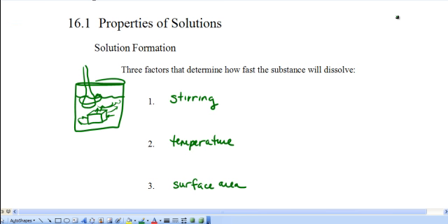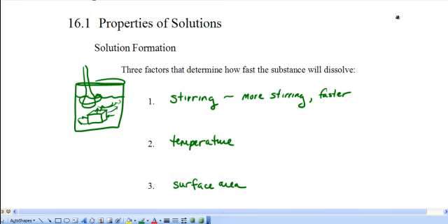Alright, and that makes sense, and obviously you guys have stirred plenty of things in making food or whatever, but it has to do with making sure that they don't reattach themselves to the original substance. Now, temperature works the same way, so let's just say more stirring or more agitation means faster dissolving.